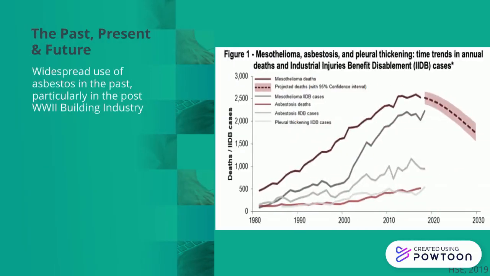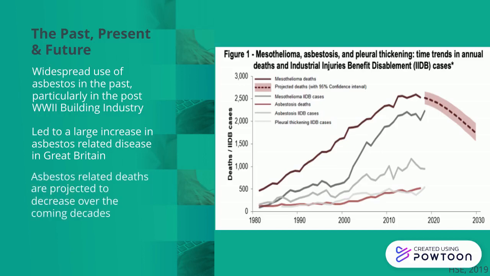Widespread use of asbestos-containing products in the past, particularly in the post-World War II building industry, led to a large increase in asbestos-related disease in Great Britain over the last few decades. As shown in the graph, asbestos-related deaths are projected to decrease over the next couple of decades. This is due to the banning of asbestos use in the UK.